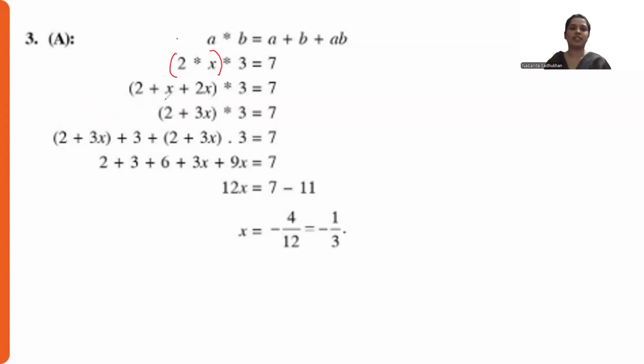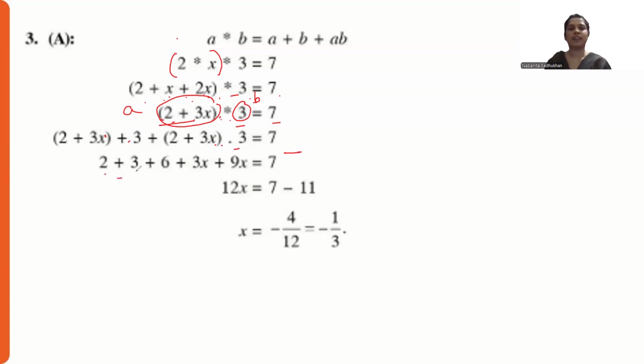So 2 star x is given as 2 plus x plus 2x, multiplied by 3, and this is equal to 7. So 2 plus x plus 2x is going to be 2 plus 3x, star 3, is equal to 7. Now again we are going to apply the operation on these two. So we will consider this to be our a and this to be our b. So we have a plus b plus ab, right? So a is 2 plus 3x, plus 3, plus a into b. So 2 plus 3x into 3, that is going to give us 7.